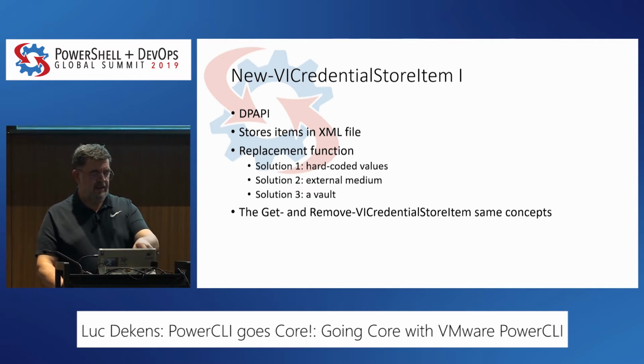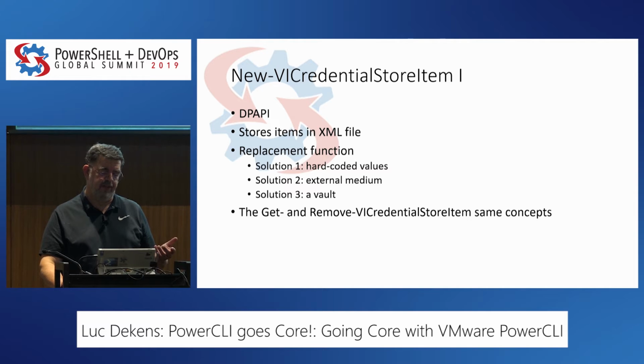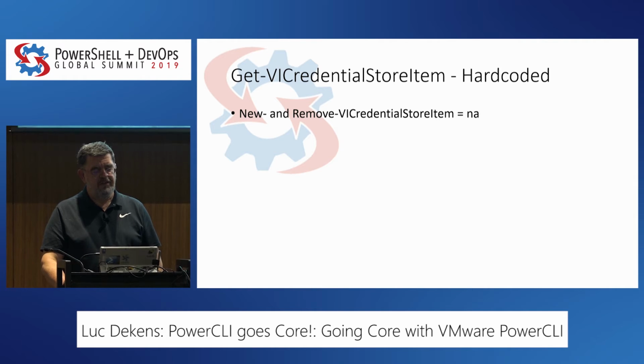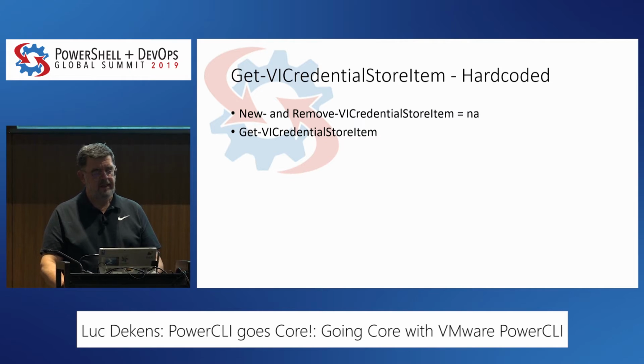And in fact, the examples I'll show you are for the new VI Credential Store item, but they are equally valid for the other two that are available there. So the get and the remove as well. The remove will probably not do a lot with the hard-coded values, but with the others it will work as well. So if you have it hard-coded, new and remove don't really make sense because you hard-coded it.